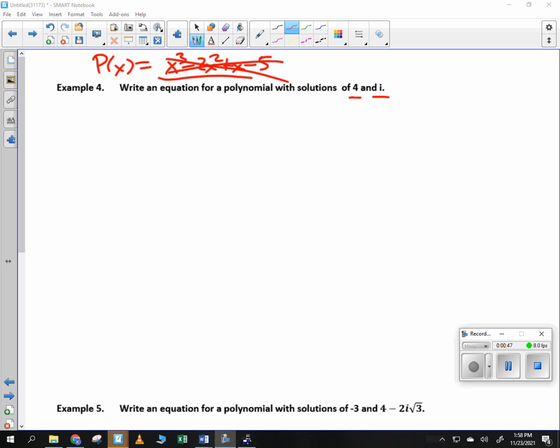Now, there's something wrong with this setup right here. It says it has solutions of 4 and i. Is it ever possible to have one imaginary solution? They always come in pairs. So therefore, if i is a solution, so is negative i. Very good. So I have 4, I have i, and I have negative i.